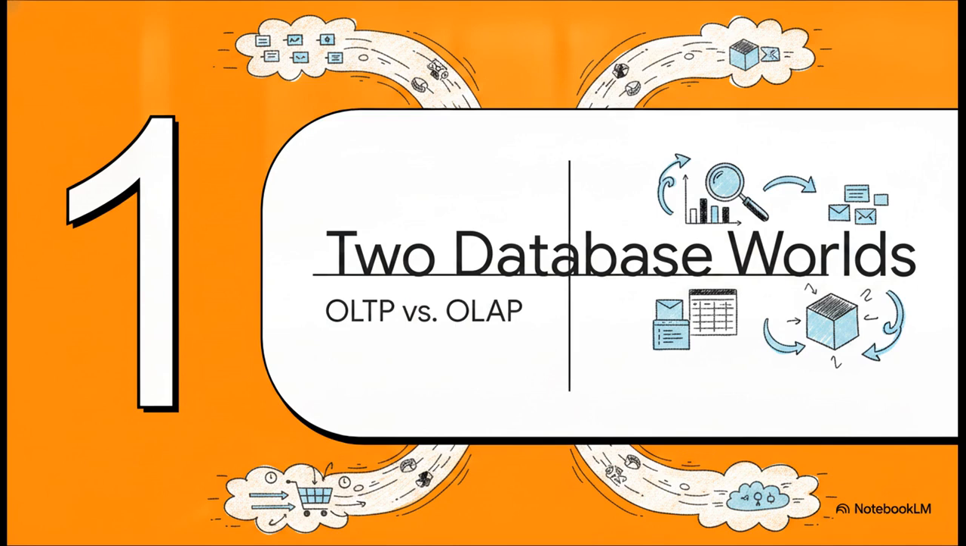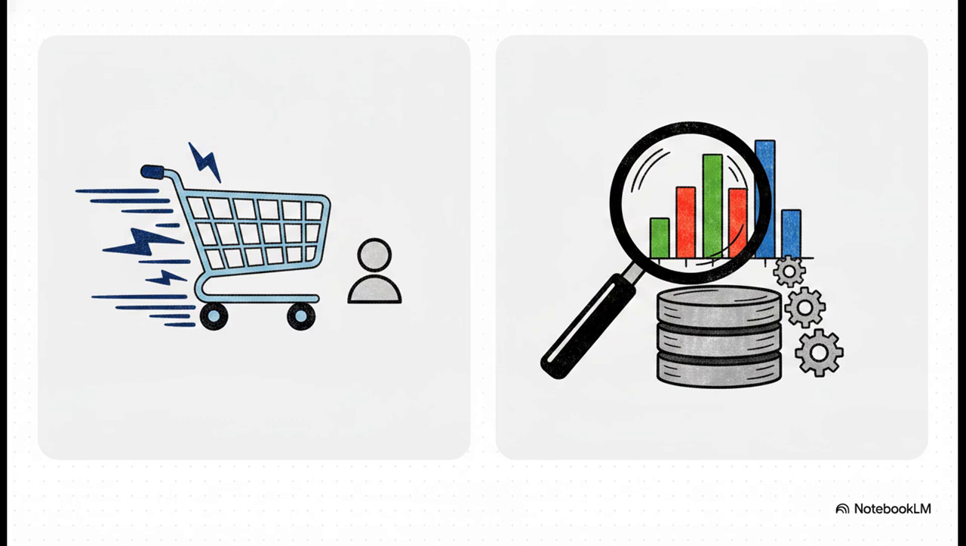The two database worlds. To make sense of everything we're about to cover, we first need to divide the database universe right down the middle based on how the data is actually used. This divide is absolutely crucial. On one side, we have OLTP, or Online Transaction Processing. This is all about rapidly processing your users' everyday transactions. Think of things like looking up a user's profile, inserting a new comment, or checking out a shopping cart. It involves finding individual records super quickly.